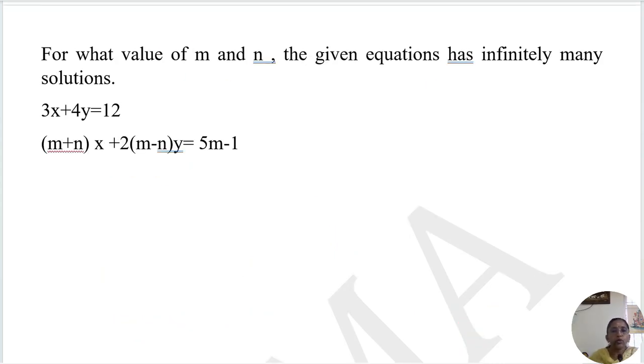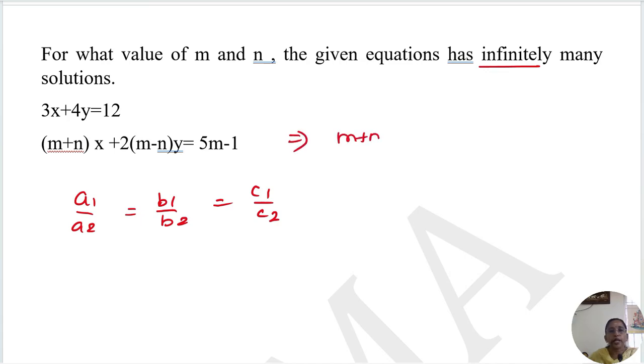For what value of m and n does the given system of equations have infinitely many solutions? So a1 by a2 is equal to b1 by b2 is equal to c1 by c2. And look at your second equation, you have to rearrange that. So this is 2 times (m minus n) into y minus (5m minus 1) is equal to 0. So this is our second equation. From this you list your values.